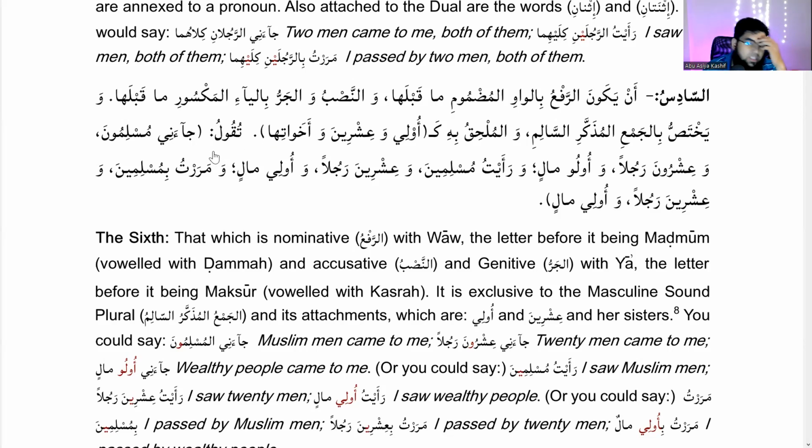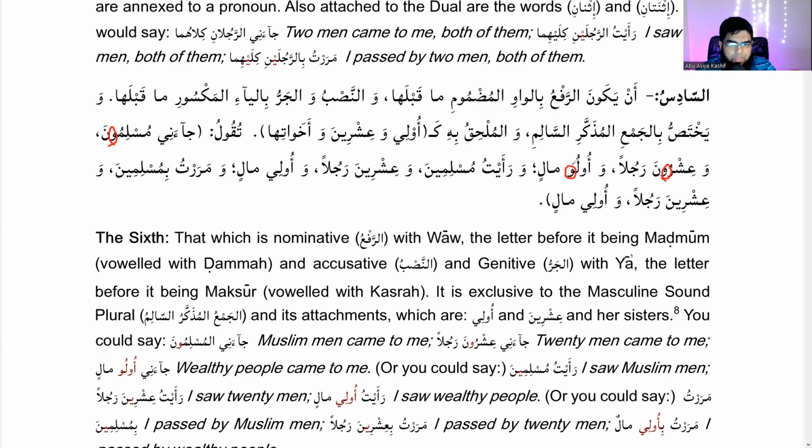You say, Ja'ani Muslimuna wa ishruna rajulan. So see, Ja'ani Muslimuna, Muslims came to me. What is the sign of rafa? The sign of rafa is dhamma. Ishruna rajulan, and 20 men came. Wa ulu malin. Ulu means dhu, the plural is ulu, possessors of wealth. Wealthy people came to me.